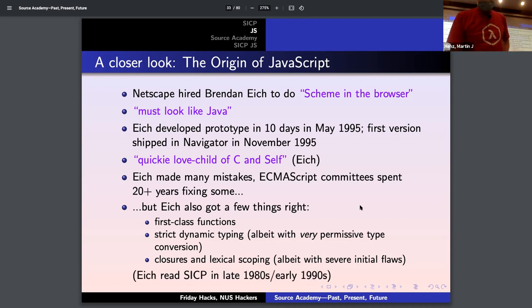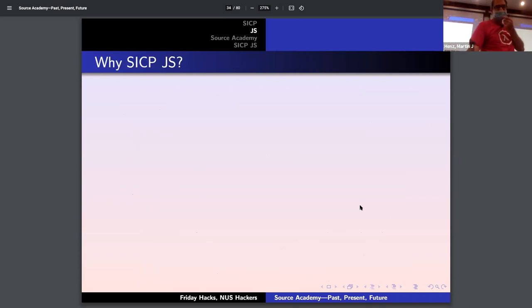So he got some things right. He read SICP, don't know how well and how much, but it wasn't the worst thing that could have happened. He had the right ingredients in place, and he did a job that allowed people to continue from. And that was basically what attracted me to JavaScript in 2008, when I was thinking about how to go on from SICP, how to improve SICP.